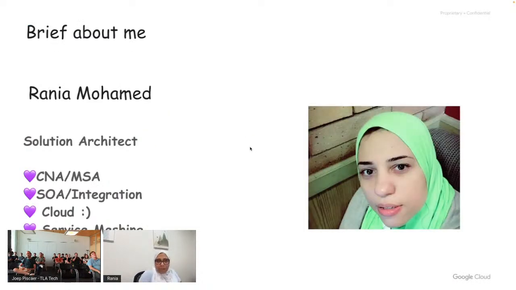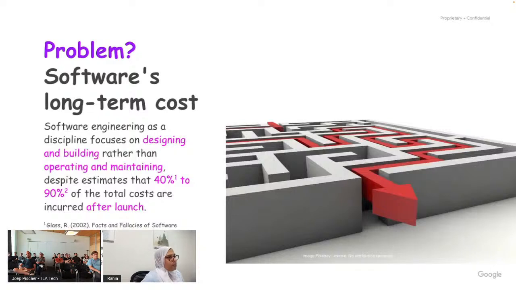So just a quick brief about myself. My name is Rania Mohamed. I'm a cloud architect in Google. I have passion since college in Java and SOA. I also have passion for cloud and microservices and cloud native architecture, as well as service meshing concepts and methodologies.